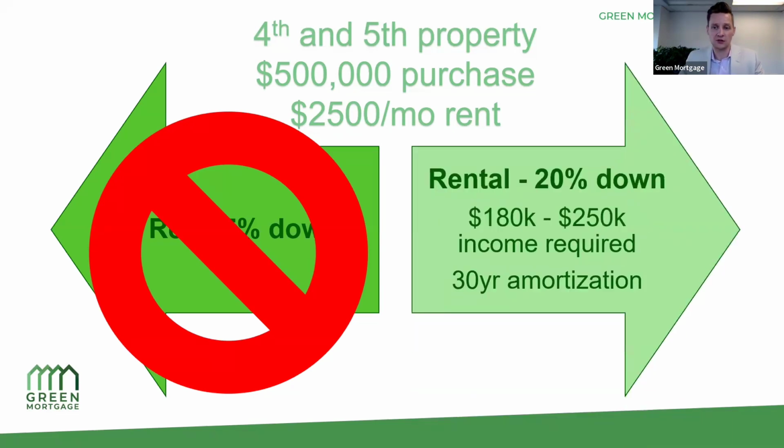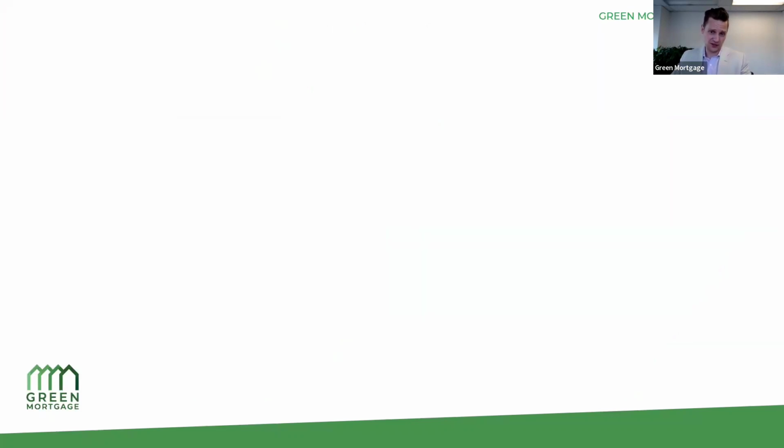And now if you're getting into buying rentals with 20% down, given properties with a $500,000 purchase price and $2,500 a month in rent, you're probably needing $180,000 to $250,000 of income, maybe even more with some lenders that don't use a lot of rental income. So it's starting to get quite income heavy. And this is one of the biggest challenges that you're going to start to face.